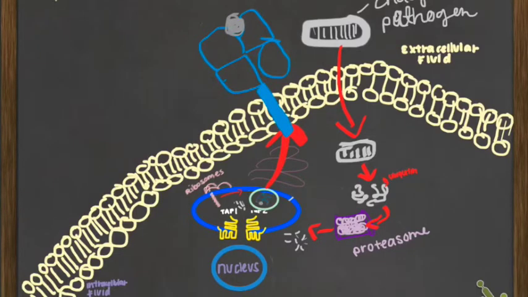I've drawn this MHC class 1 molecule and its peptide a little bit bigger than it's supposed to be, but this is how MHC class 1 is processed and presented on a nucleated cell.